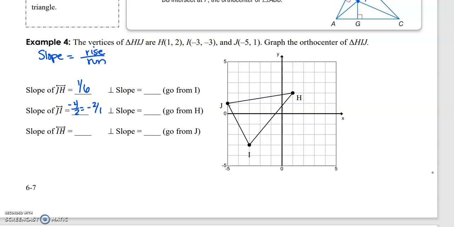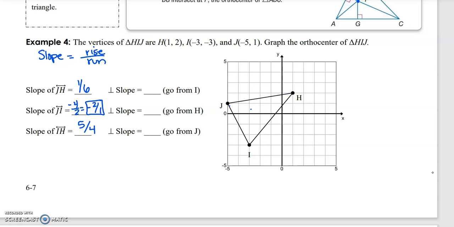And IH, rise over run. So we're going up, and technically you could go this way if you wanted to. But we want our rise on the top. So we're going 1, 2, 3, 4, 5 as a rise, running 4.